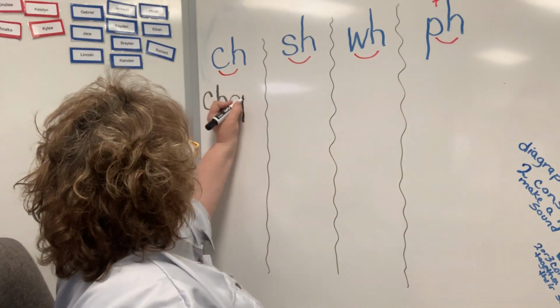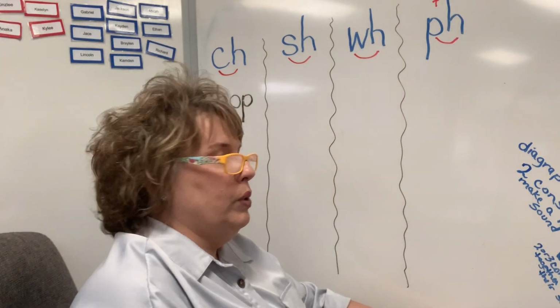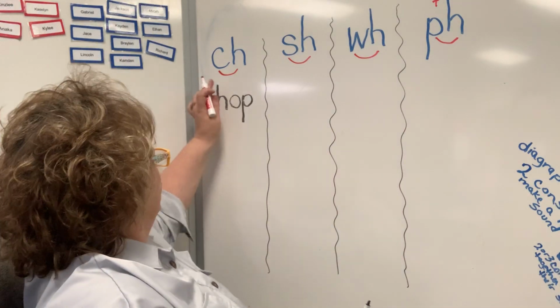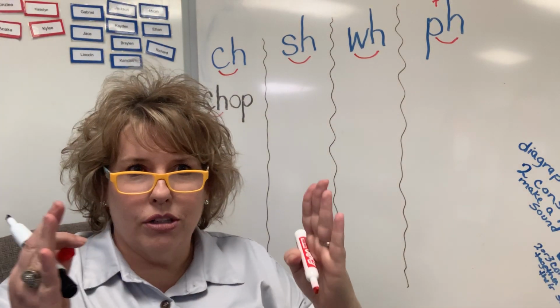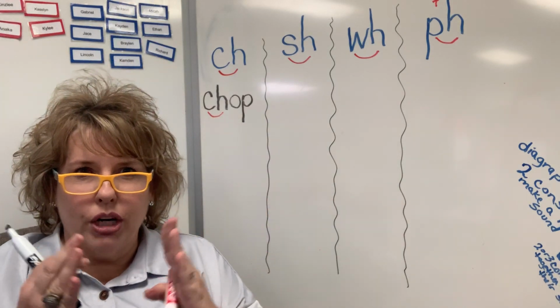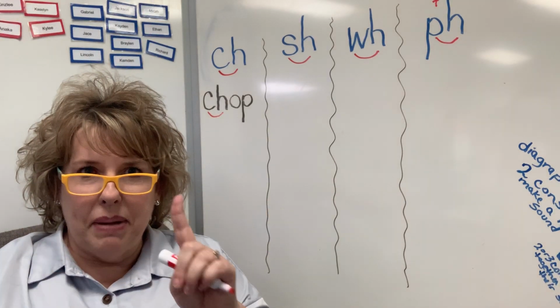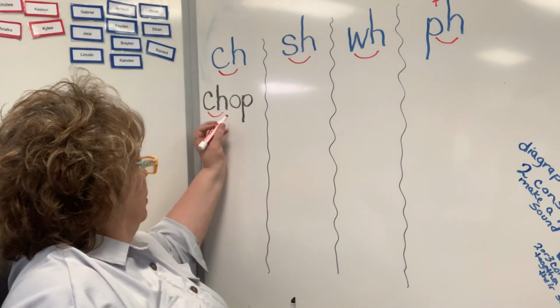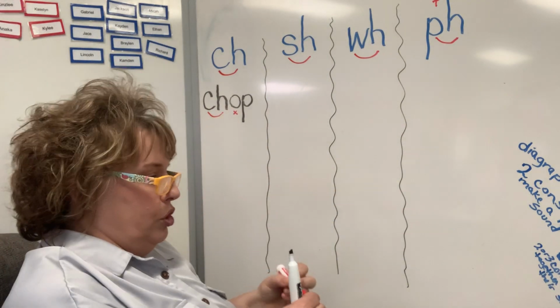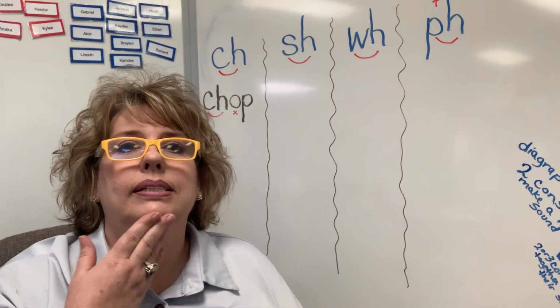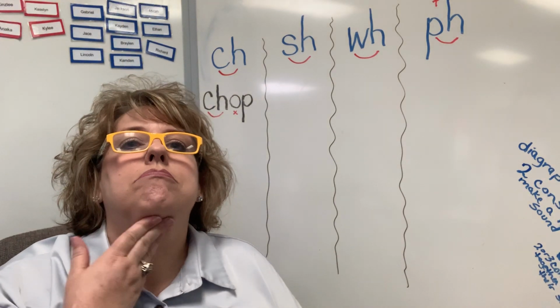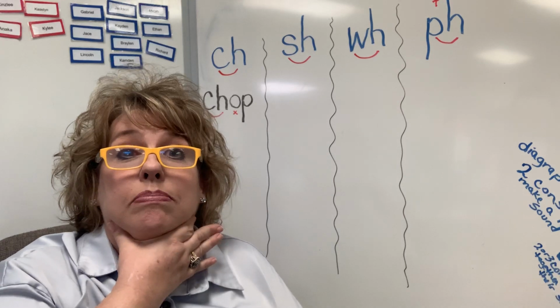There you go, chop. Now you would need to mark the diagraph just like you would the blend. Mark the 2 letters with an arc, showing that they're working together and they're making one sound. Chop. Good job, guys and gals. Let's do another one. Oh, here's one. What is this part of your body called right here? Miss East has a lot of them.